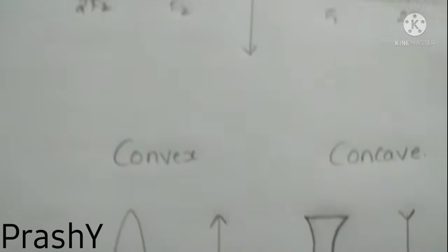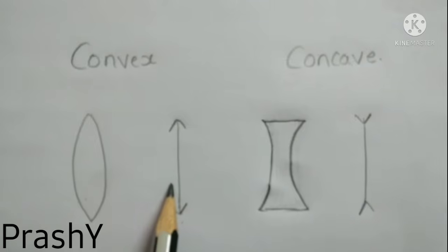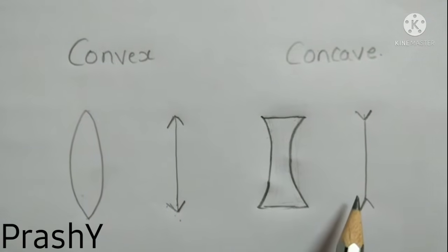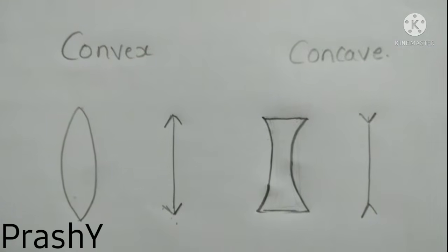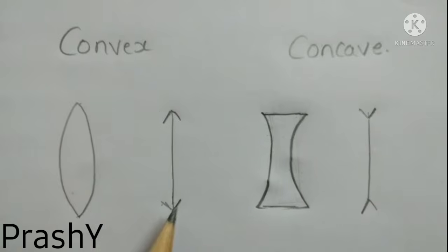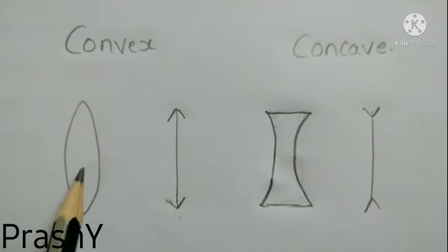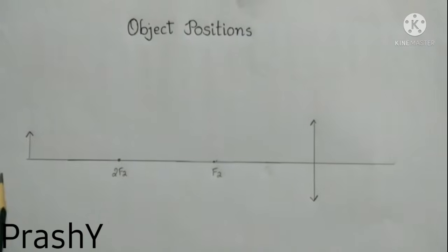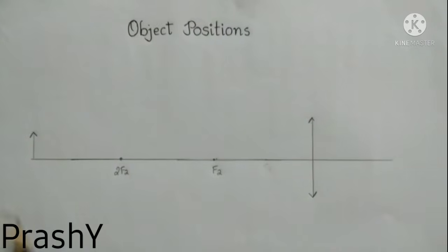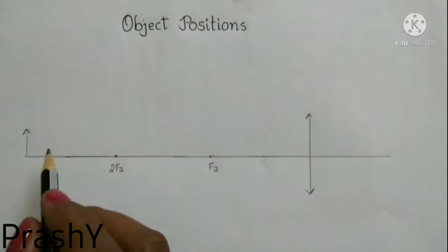For drawing ray diagrams related to lenses, we represent a convex lens with this symbol and a concave lens with this symbol. Though the lens has two surfaces, while drawing ray diagrams, we consider the lens as a single surface element because we assume that the thickness of the lens is very small. To draw the ray diagrams, first we have to know various object positions. We have 6 object positions. Let us see the 6 object positions.